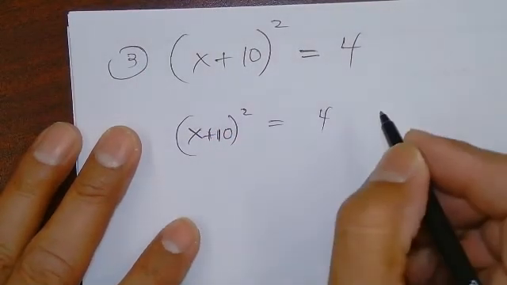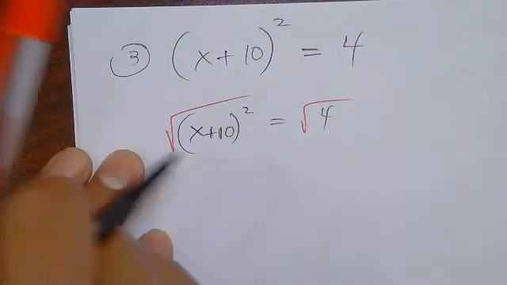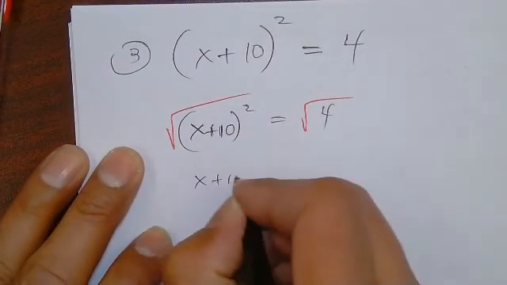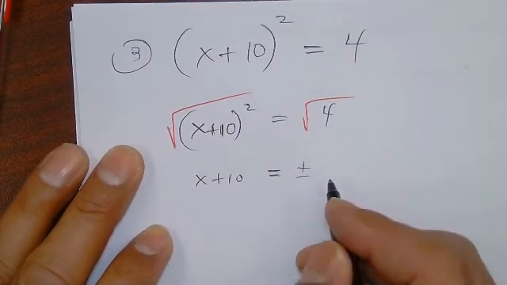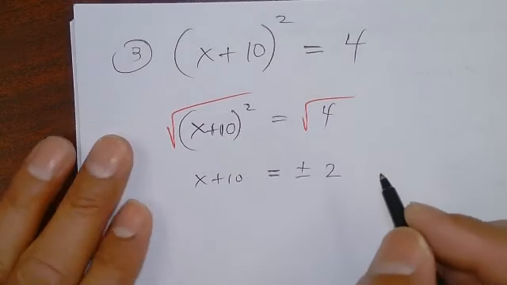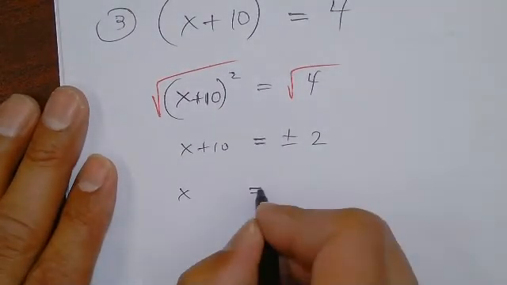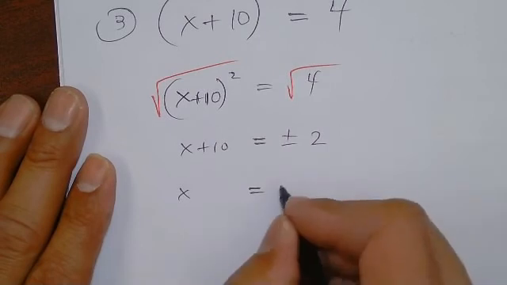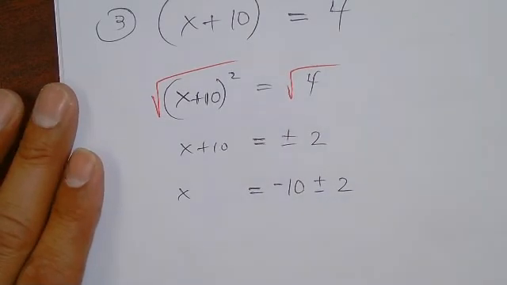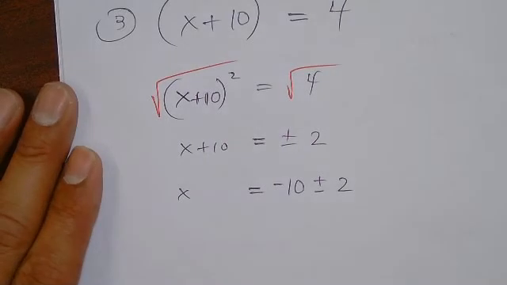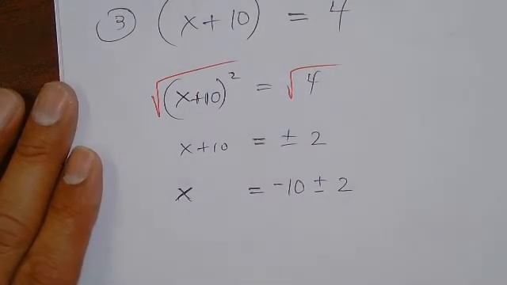Well, that would be x plus 10 squared is equal to 4. Oh, take the square root of both sides. X plus 10 equals plus minus 2? Oh, good. So really, this is what? X is equal to what? Negative 10 plus minus 2. I hope you got that far. You guys good up to there?